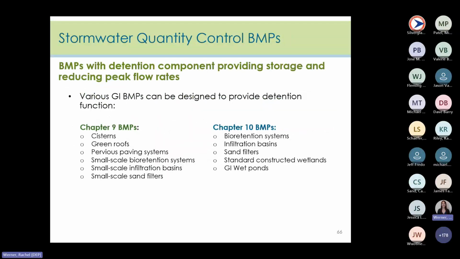So listed here are the various BMPs in chapters 9 and 10 of the BMP manual that can be used to provide quantity control. Please note that all of these BMPs are considered GI, which is a requirement to meet the quantity control standard. Additionally, chapter 11 BMPs, which are not listed here, cannot be used to provide quantity control without a waiver or variance because they are non-GI. So that includes BMPs like extended detention basins and non-GI wet ponds.